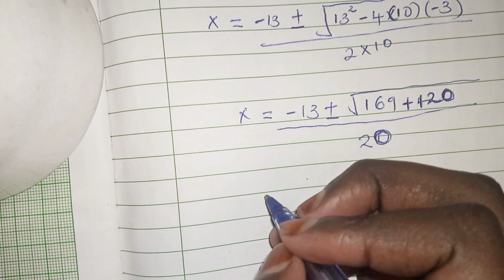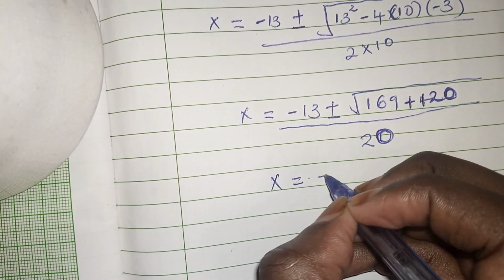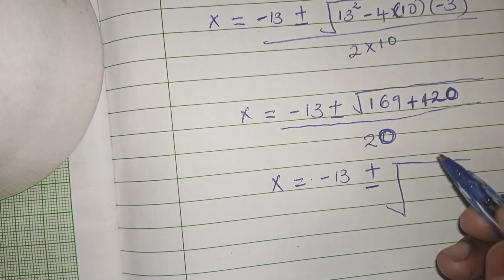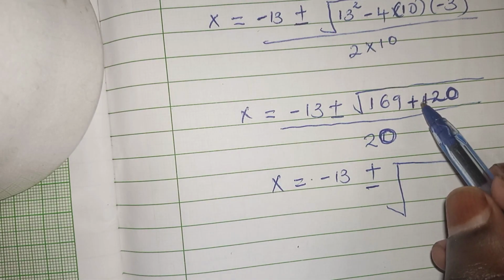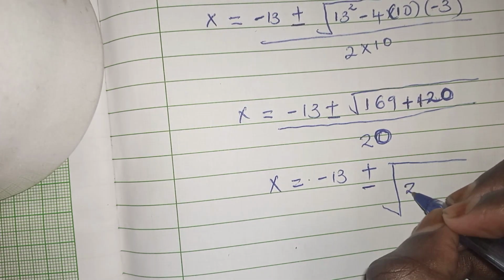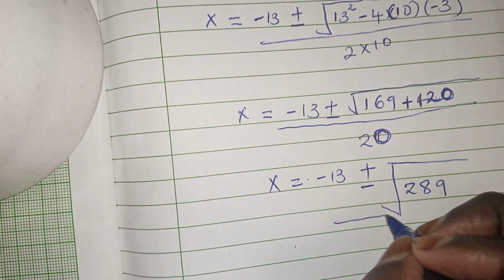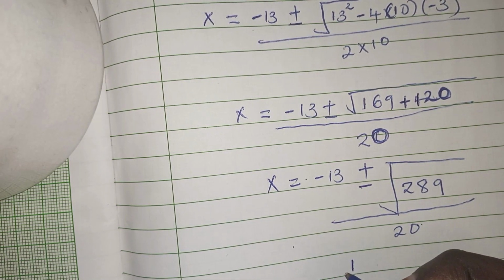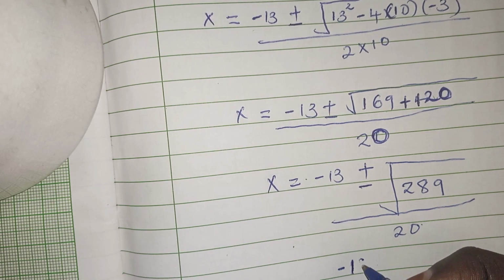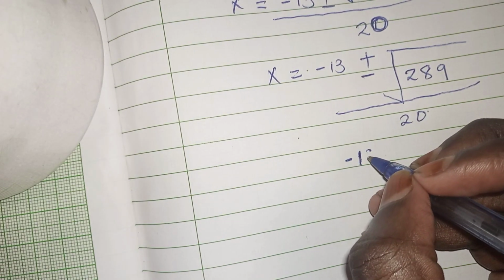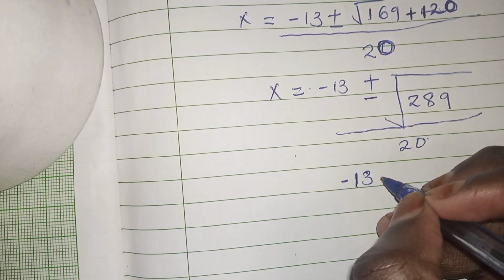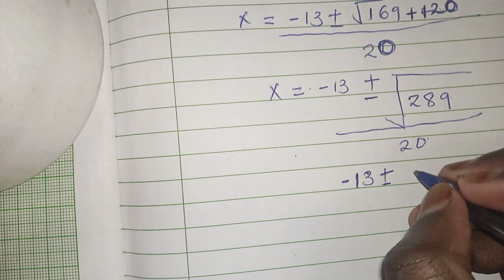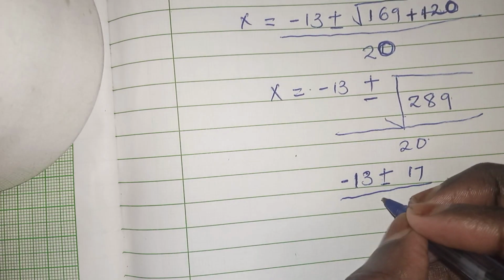Right? Next step, x is equal to negative 13 plus or minus the square root of 169 plus 120. This gives us 289. All this divided by 20. So this is negative 13 plus or minus the square root of 289, which is 17. All this divided by 20.